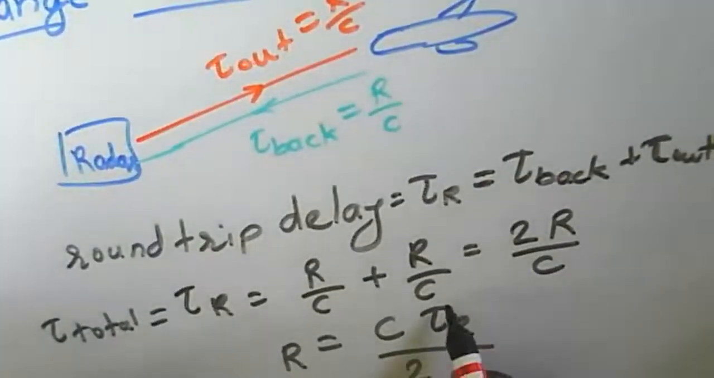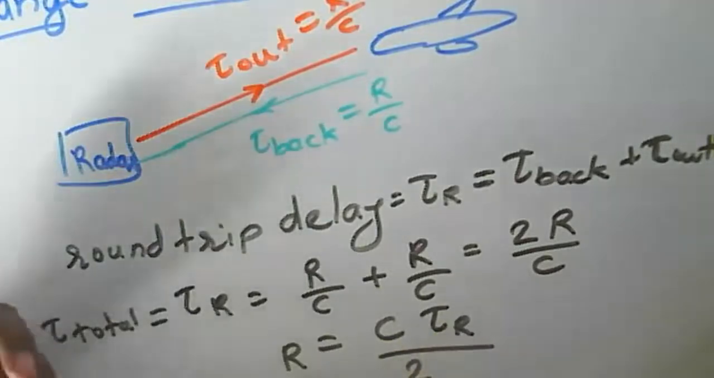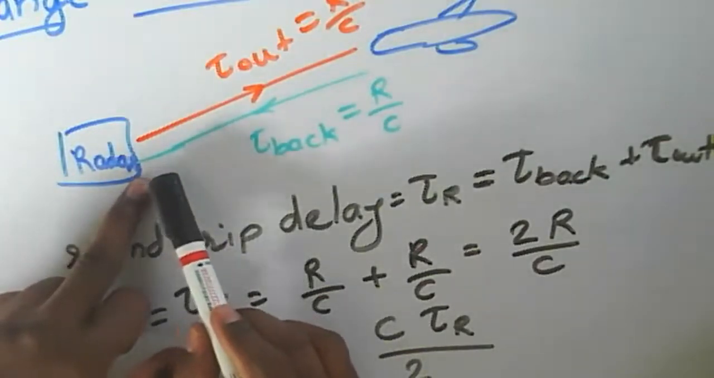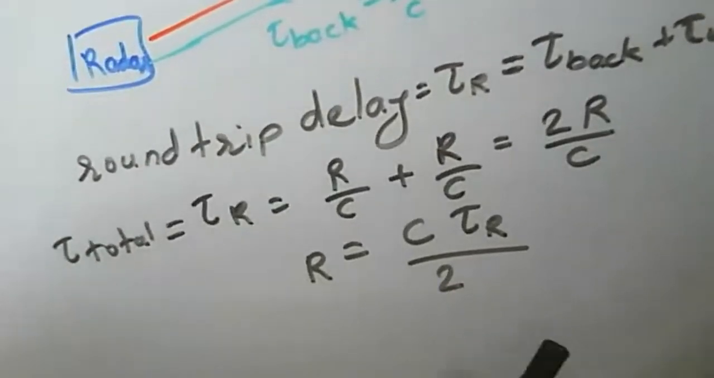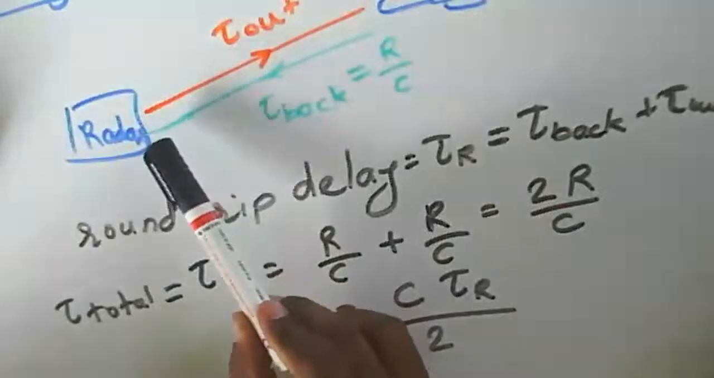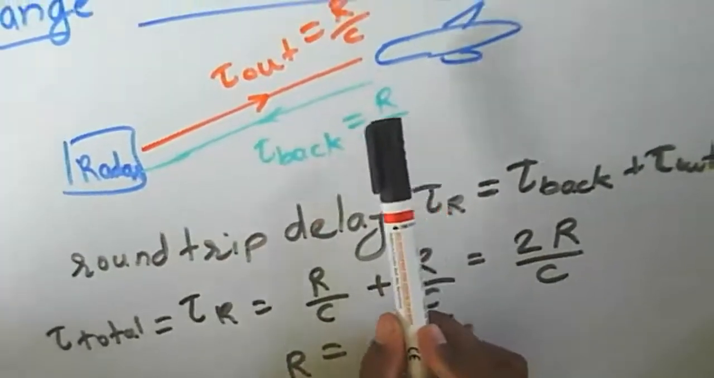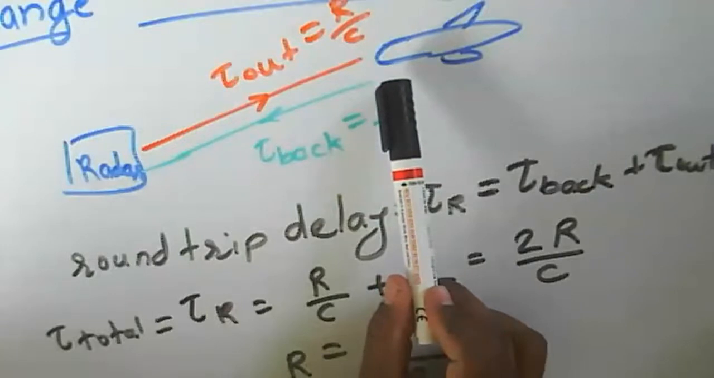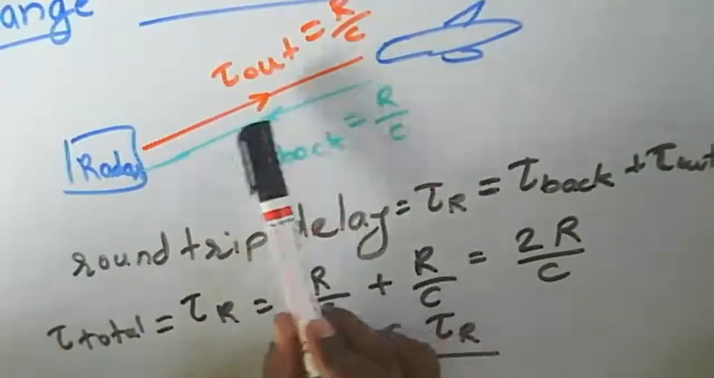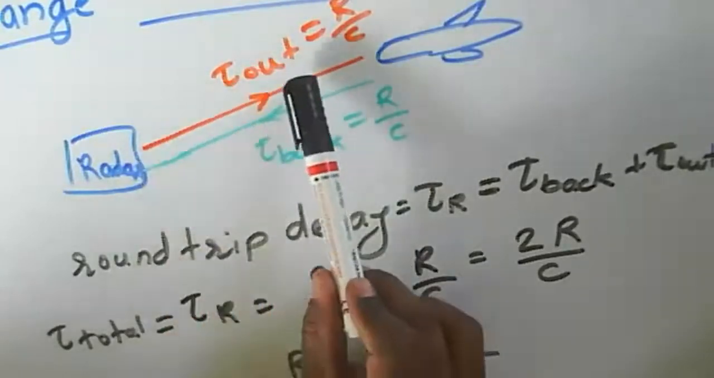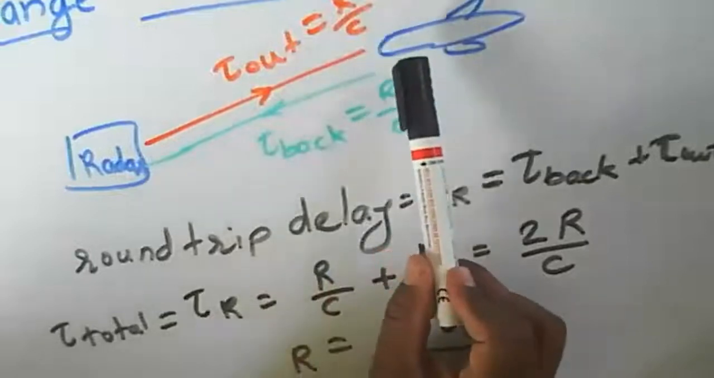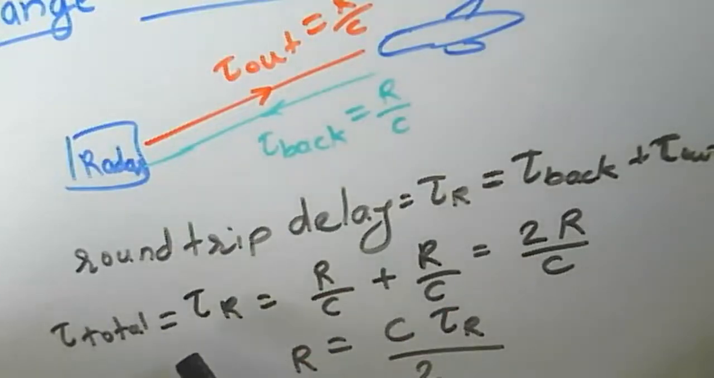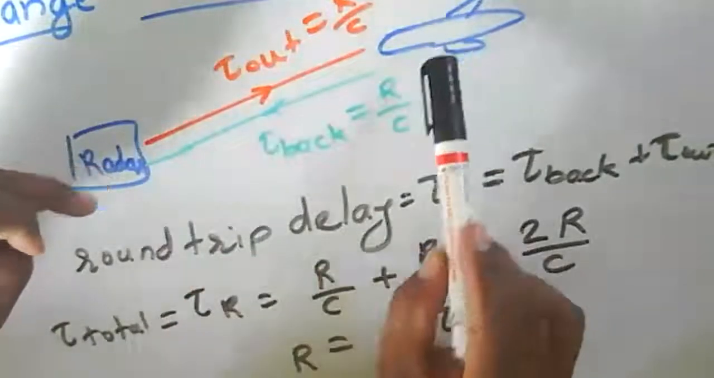So from this range, we consider that from this radar, from this device, we send a pulse to the object. That is T out. Then the object reflects that pulse back to the device. That is the pulse back. So what is the round trip delay? Round trip delay means pulse transmission and pulse reception. That is the total time, the round trip delay. From that we can calculate the range between the device and the object.